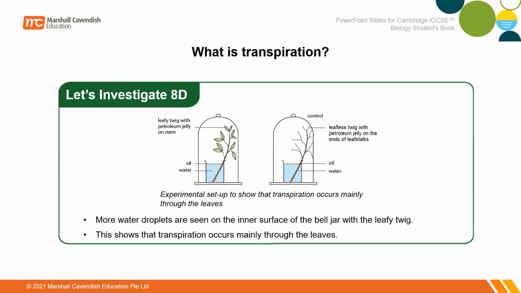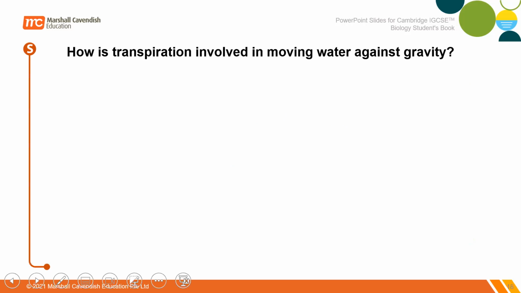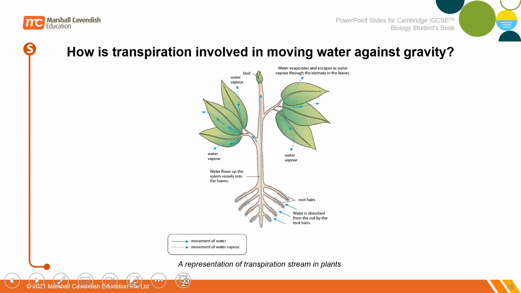Look at this experiment. More water droplets are seen on the inner surface of the bell jar with the leafy twig because leaves will transpire and will release more water vapor from the lower epidermis. On the other side, there are no water droplets on this bell jar because there are no leaves.